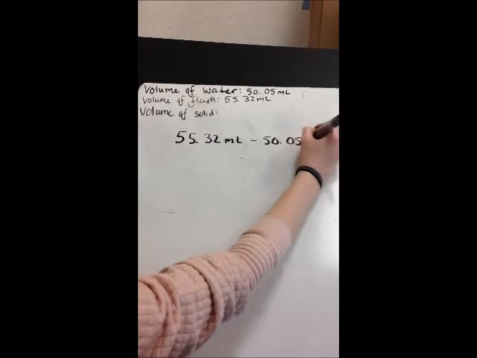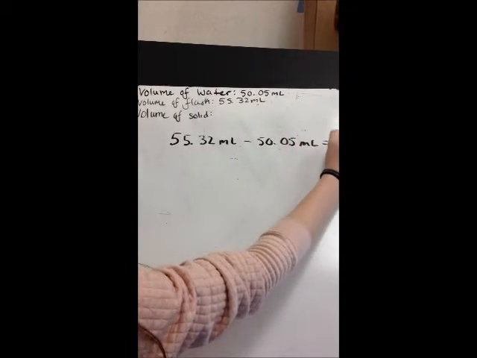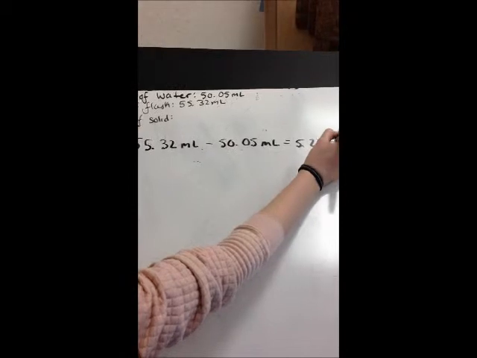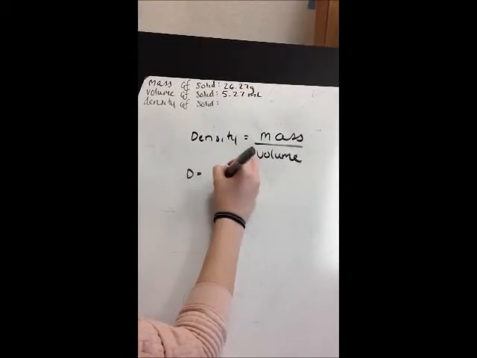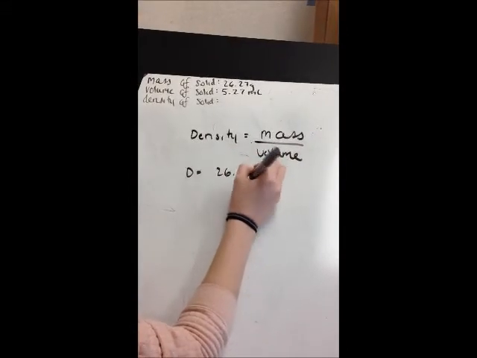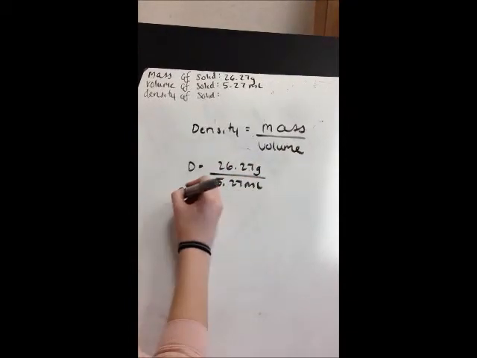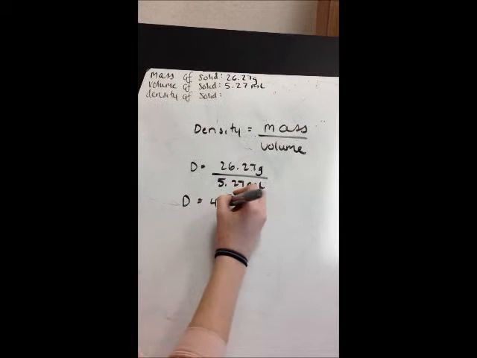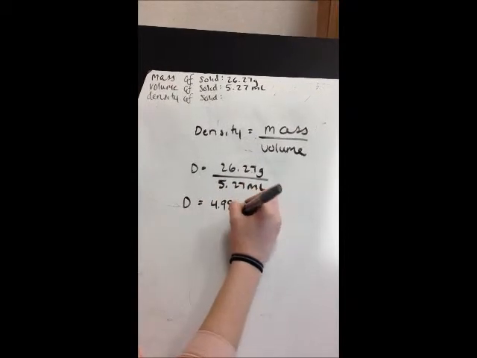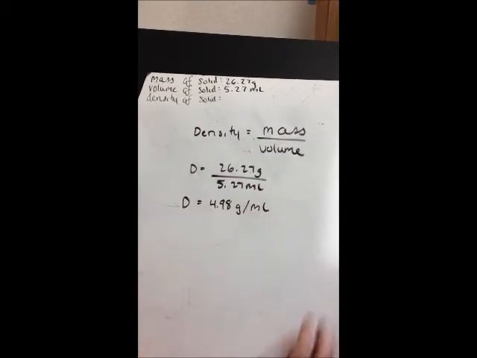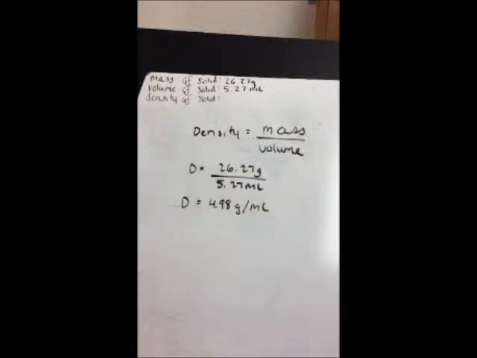To find the volume of the unknown solid, subtract the volume of water added to the flask from the volume of water that was required to fill the flask. Using this, plug the values into the density equation for volume along with the mass of the solid added to the flask for mass and solve to find the density of the unknown solid.